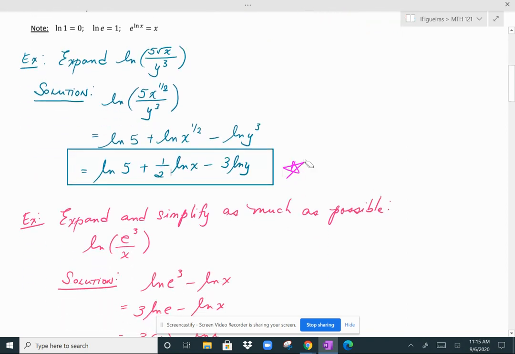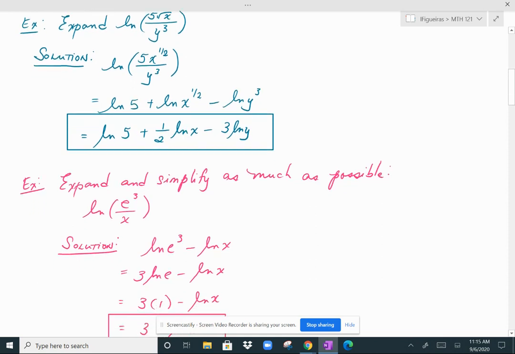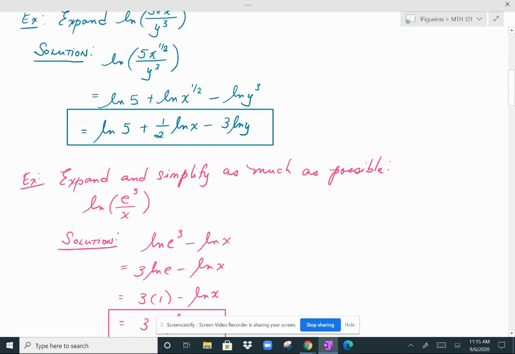Okay, so here's another one where, again, we're going to use our laws, but there's also going to be something that we could simplify. So expand and simplify as much as possible. So I have ln of e to the third divided by x. So I'm using the third law, which says that I could rewrite a quotient as a difference. So I have ln of e to the third minus ln of x.